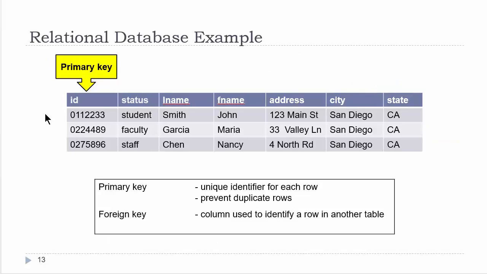Here in the same table, we have the ID field, which is set as the primary key. It is a unique identifier for each row, and it allows us to prevent duplicate rows. You could have 2 people with the same name living at the same address, but they could be different people, and therefore they would need unique IDs.